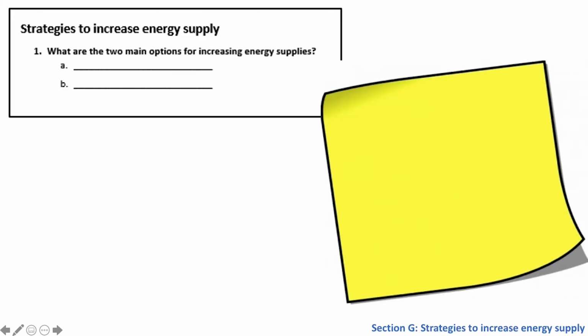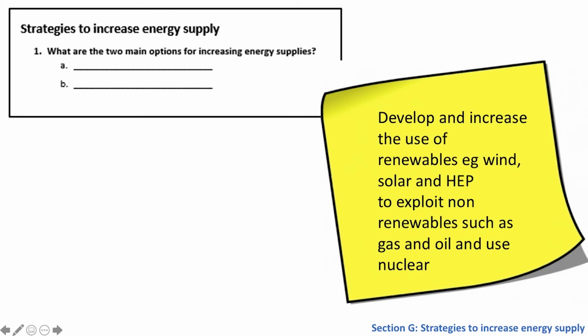So in this section, we're going to start thinking about strategies to increase energy supply. And we've got two main options really for increasing energy supplies. We can either develop and increase the use of renewable energy, for example wind, solar, hydroelectric power, or we can exploit non-renewables such as gas, oil and the use of nuclear energy.